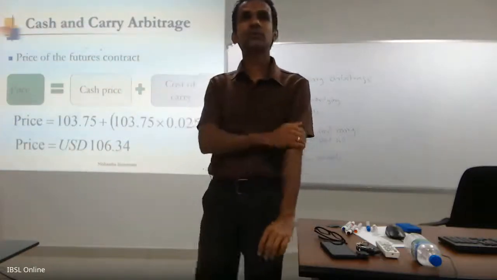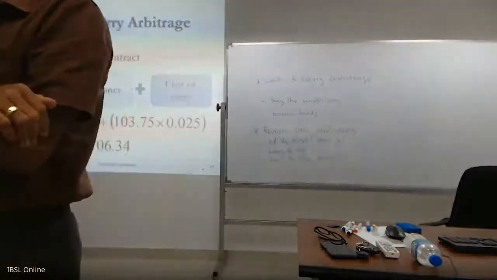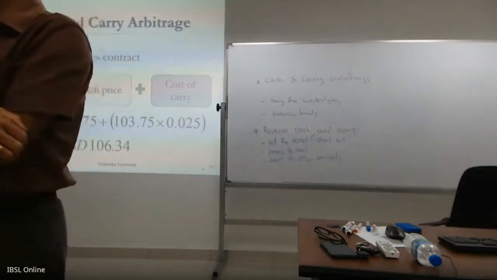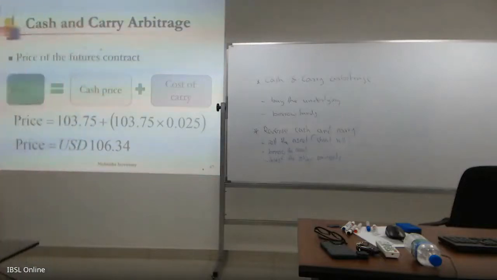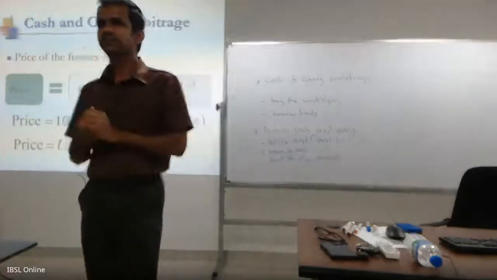Then what do you do? Sell the futures. If you sell the future, you do the cash and carry arbitrage. That means you buy the asset from the cash market and hold it. To buy the asset, you need funds, so you borrow from the market at the market interest rate. So what is the arbitrage profit?